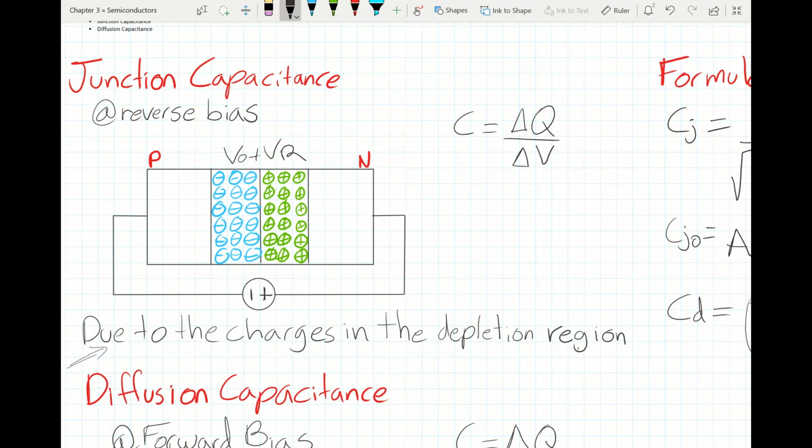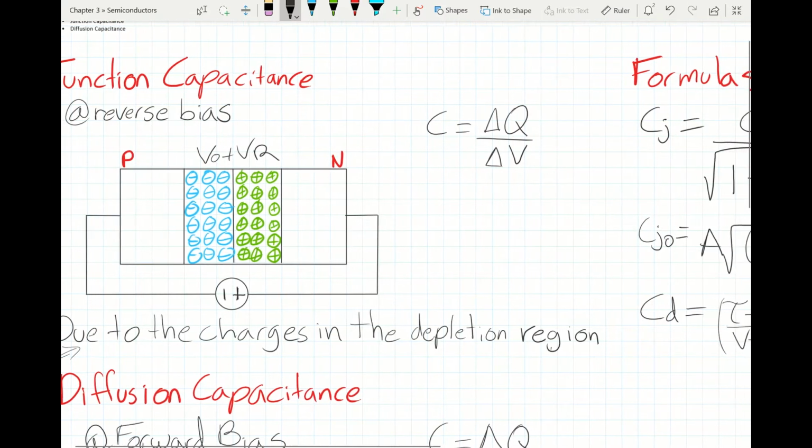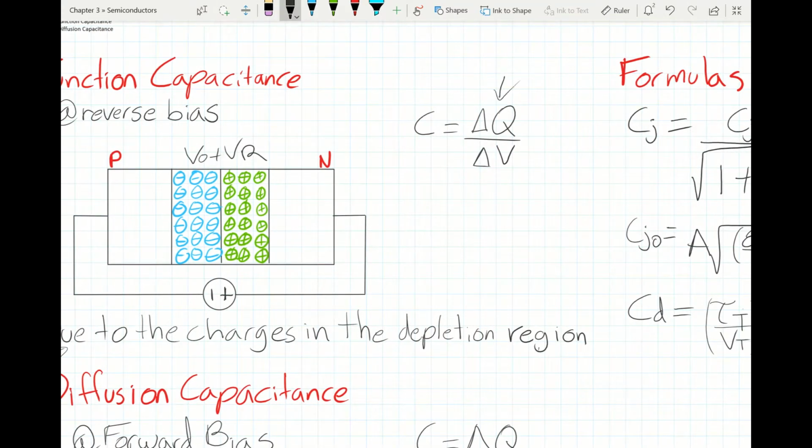And let's see. For this, let's remember the basic definition of capacitance. Capacitance is the ratio between the rate of change in the charge and the rate of change in voltage. So what's happening here at the depletion region in reverse bias? We are increasing the voltage, and that's increasing the width of the depletion region and the amount of charge. So you have an increase of the total charge in the junction. So your capacitance is equal to the change in junction charge over the change in your reverse voltage.